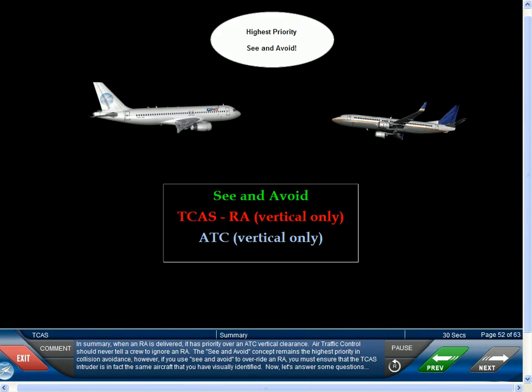In summary, when an RA is delivered, it has priority over an ATC vertical clearance. Air traffic control should never tell a crew to ignore an RA. The see and avoid concept remains the highest priority in collision avoidance. However, if you use see and avoid to override an RA, you must ensure that the TCAS intruder is in fact the same aircraft you have visually identified.